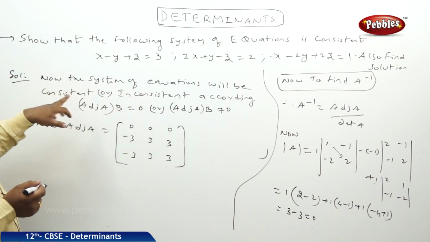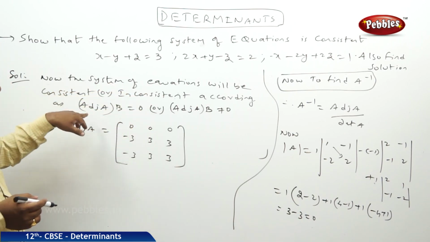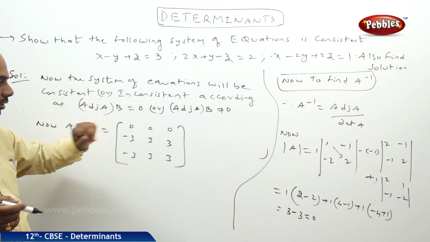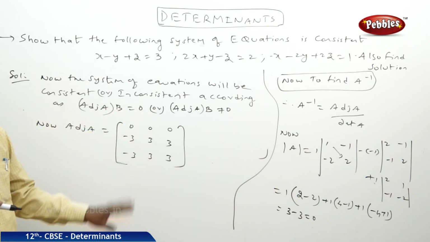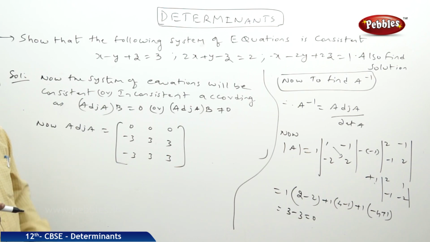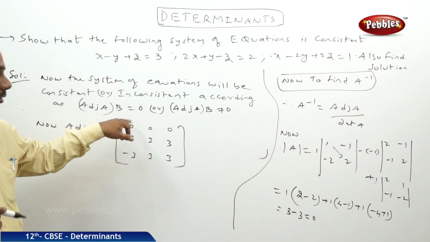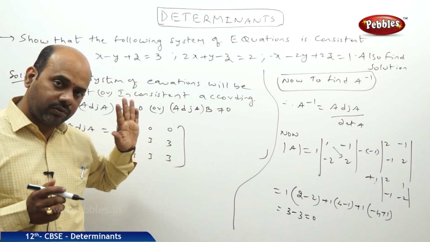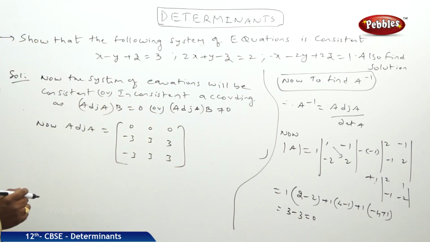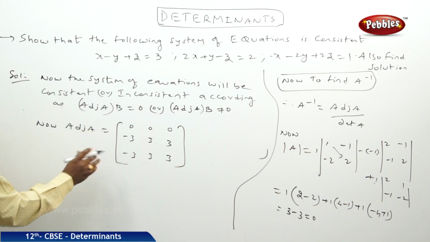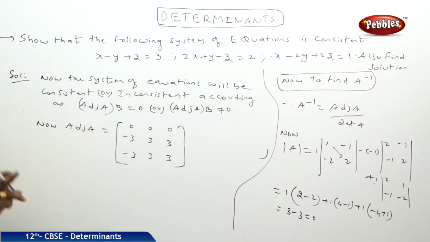The system of equations will be consistent or inconsistent according as adjoint A into B is equal to 0 or adjoint A into B is not equal to 0. That means if it is equal to 0, it is consistent and possesses infinitely many solutions, and if it is not equal to 0, it will be inconsistent. Now, adjoint A I found out. Adjoint of A means it is a matrix obtained by finding the transpose of the cofactor matrix.